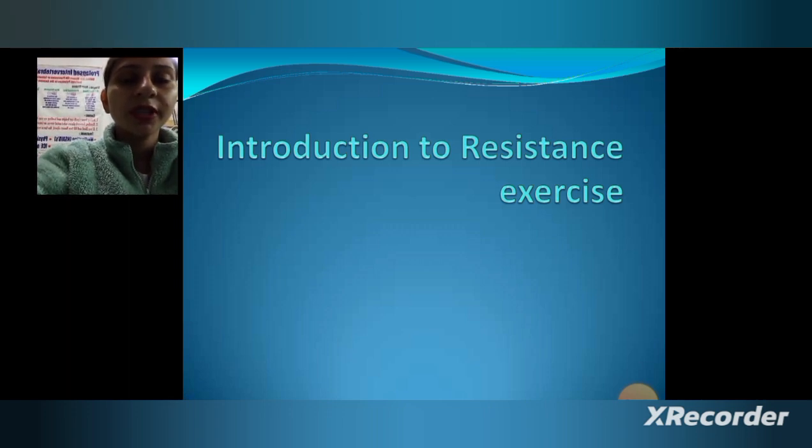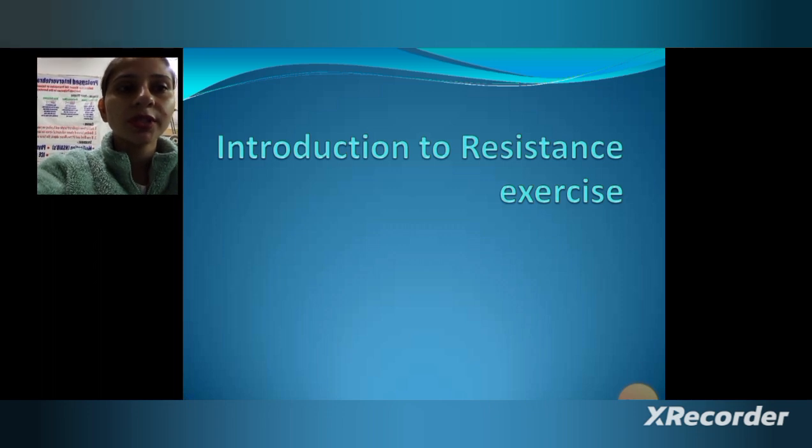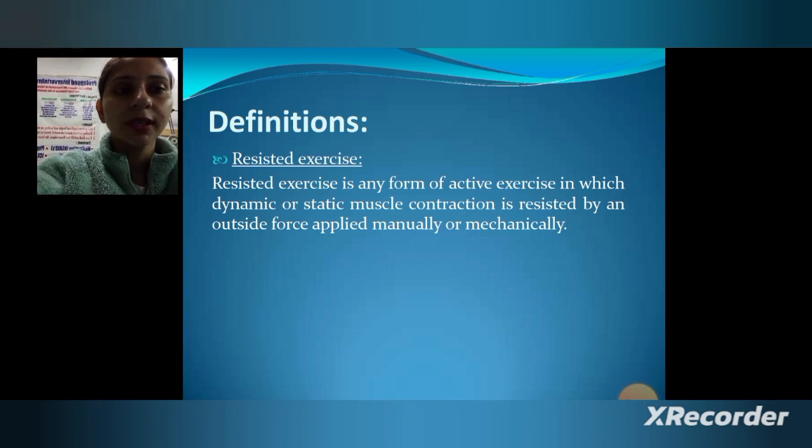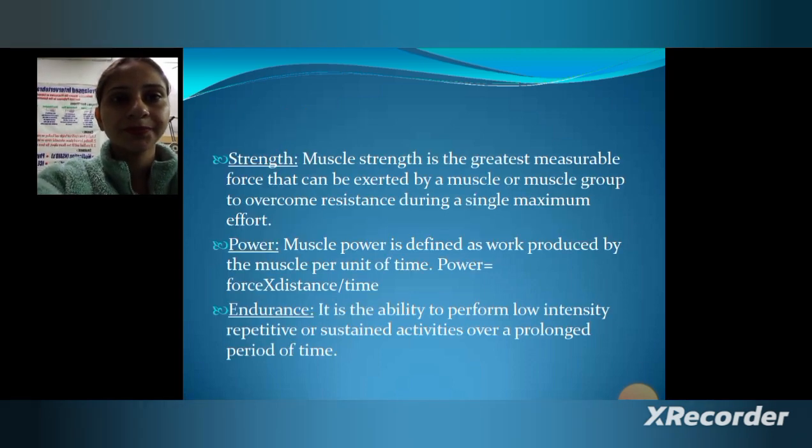So, in this video, we're going to talk about introduction to resistance exercises. First of all, definition of resisted exercise. Resisted exercise is any form of active exercise in which dynamic or static muscle contraction is resisted by an outside force applied manually or mechanically.